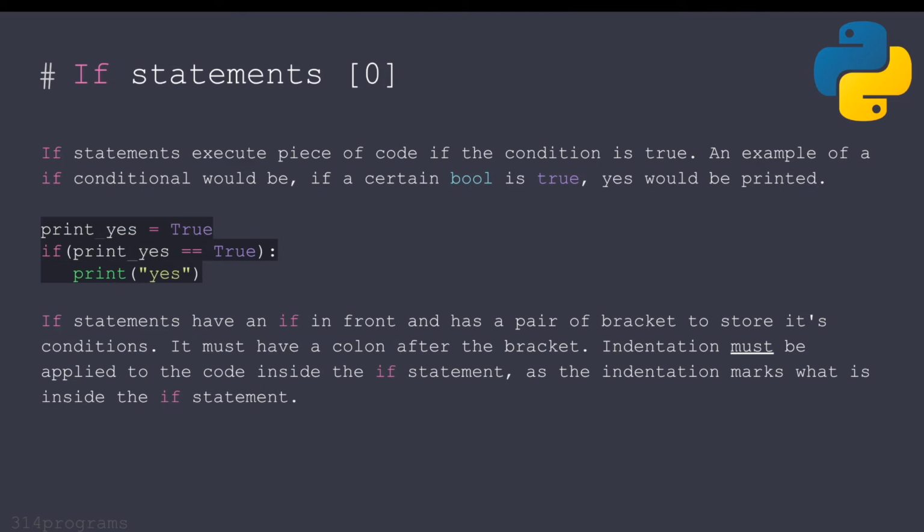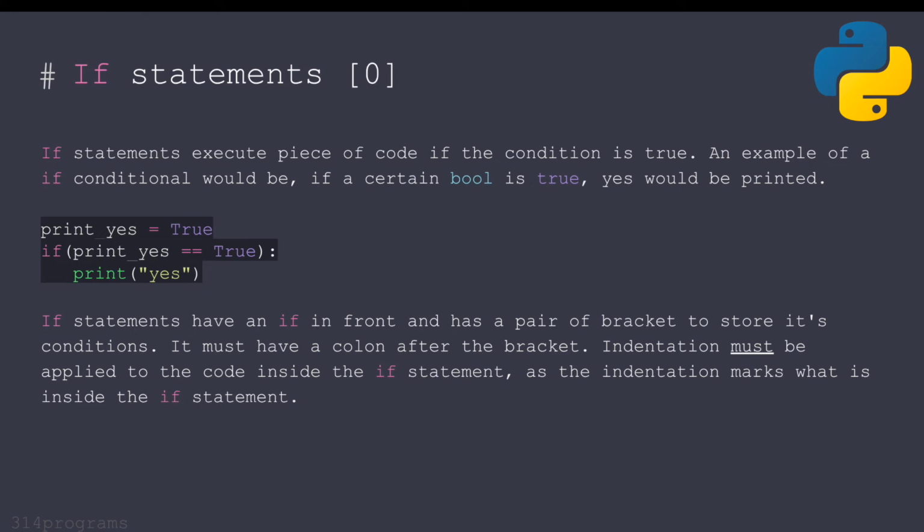If statements execute pieces of code if a certain condition is true, which makes if statements a conditional. An example of an if conditional would be if a certain bool is true, then yes would be printed. The example if conditional shows if a boolean called print yes equals true, then the conditional will print yes. Since print yes equals true and the condition is met, this program will output yes.